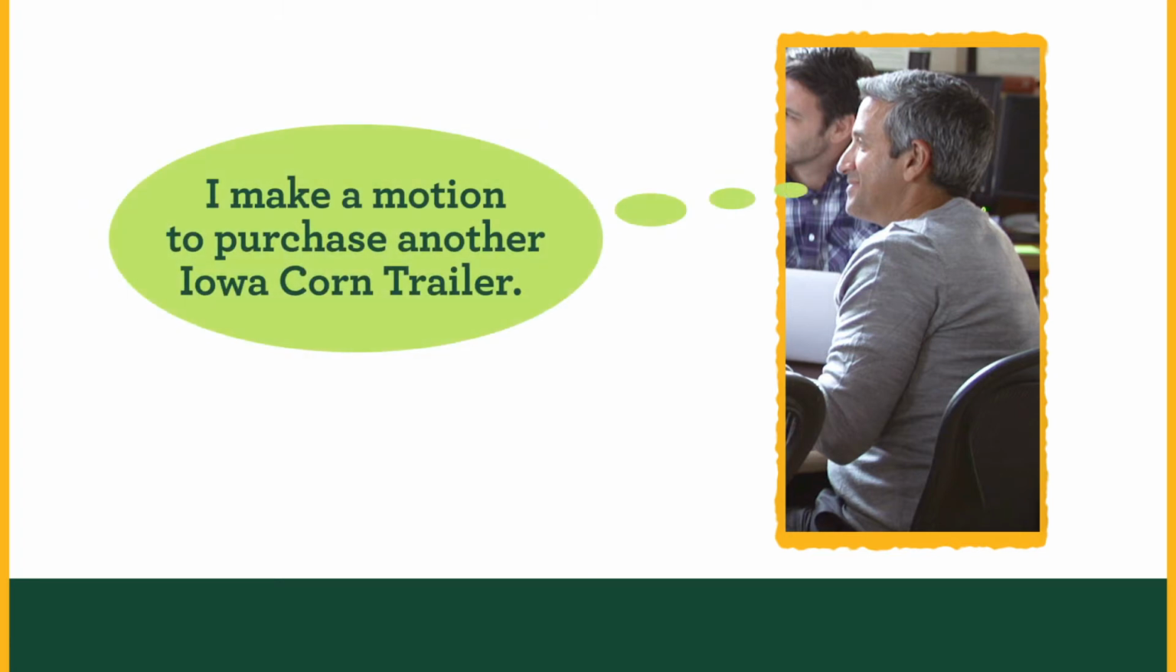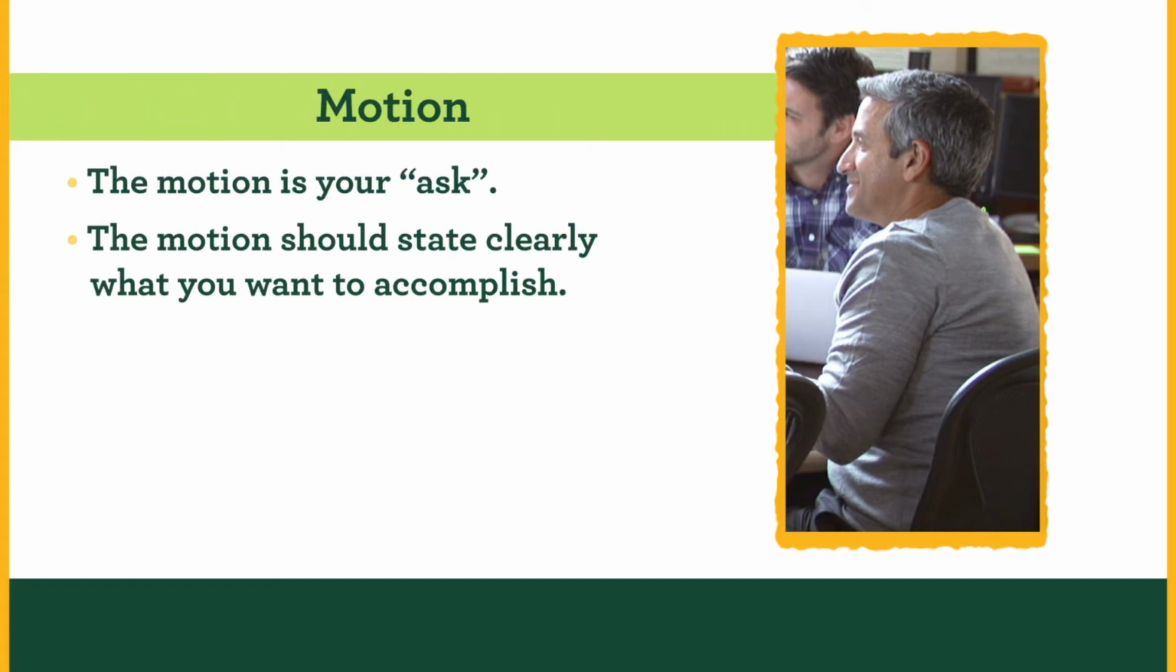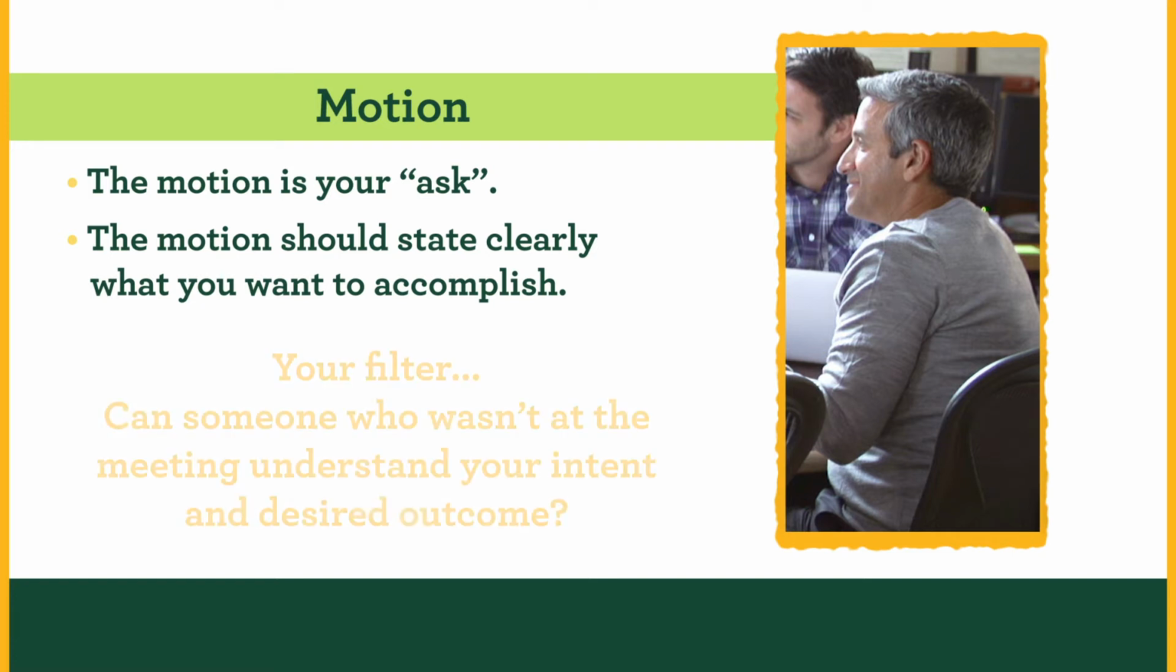Listen to this example. I make a motion to purchase another Iowa corn trailer. Even though the topic may be worthy of discussion, you can already tell the motion itself is going to cause meeting confusion and waste everyone's precious time. You simply don't have enough information. The motion isn't clear. Think of a motion as your ask. It should state clearly what you want to accomplish. Put it through this filter. Can someone who wasn't at the meeting understand your intent and your desired outcome by reading the motion?